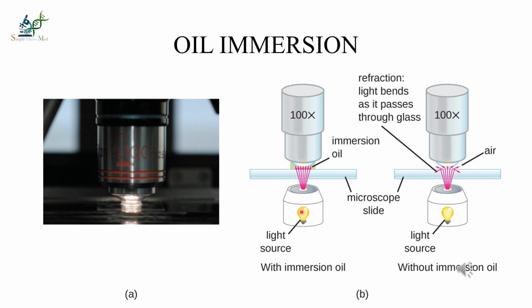So this is the oil immersion light. This is the light source. The light source will pass through this oil. While passing, what will happen? The scattering or the refraction of the light will be limited or controlled. So all the light will reach the objective, and we will get a better image. And here you can see, due to the absence of this oil, the light will be refracted or scattered, and only some amount of light will reach the objective lens.